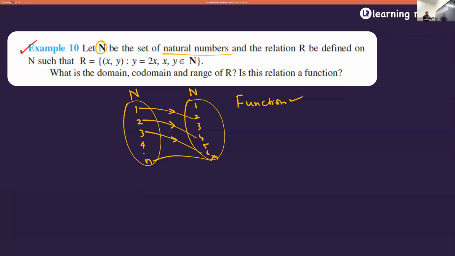Okay. Second, what is the domain, codomain, and range of this R? So what is the domain of this? N. So domain is the natural number set. Because how is this relation defined? F is a function mapping from the natural number set to the natural number set, where the first natural number set is the domain set and the second natural number set is the codomain set. So obviously the domain is going to be natural numbers. What is the codomain? What is the range?